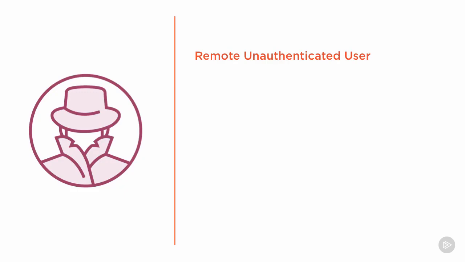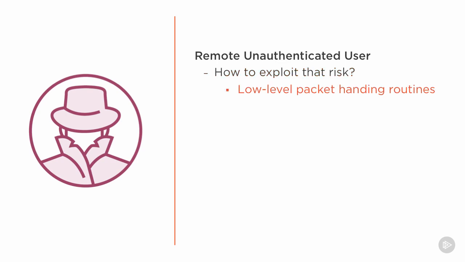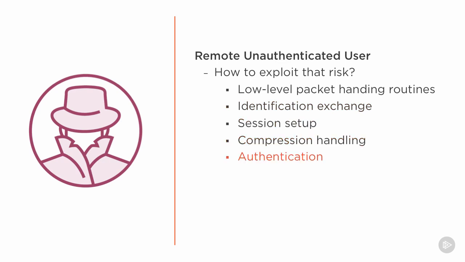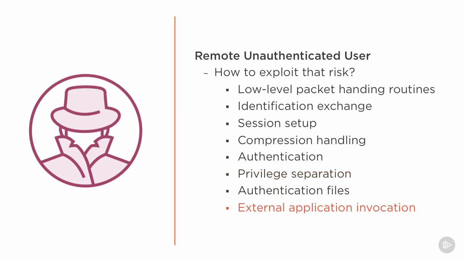So understanding which bits of our code process that unauthenticated attack surface is going to be important. How could that risk be exploited, and what are the different parts of that? So when we look through the code, we'll find that low-level packet handling routines would be bad to have a bug in, right? That would be really bad because then an unauthenticated user might be able to exploit our service based on that. Anything in the identification exchange, the session setup, compression handling, authentication, privilege separation issues, authentication files, external application invocation. So any parts of our server, if we have flaws in any bits of these, that's going to be really bad for us.